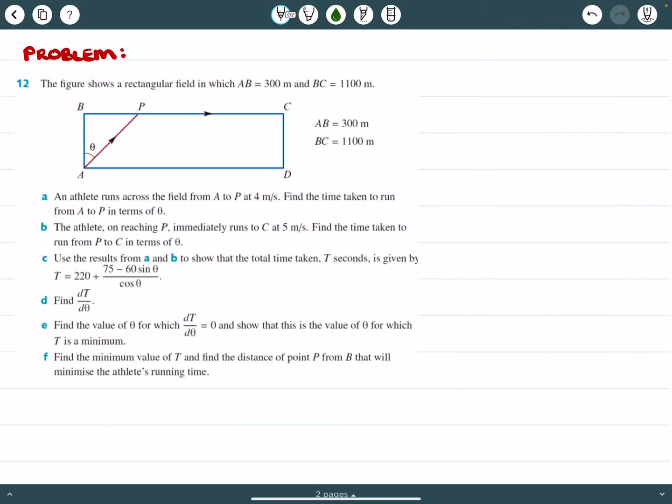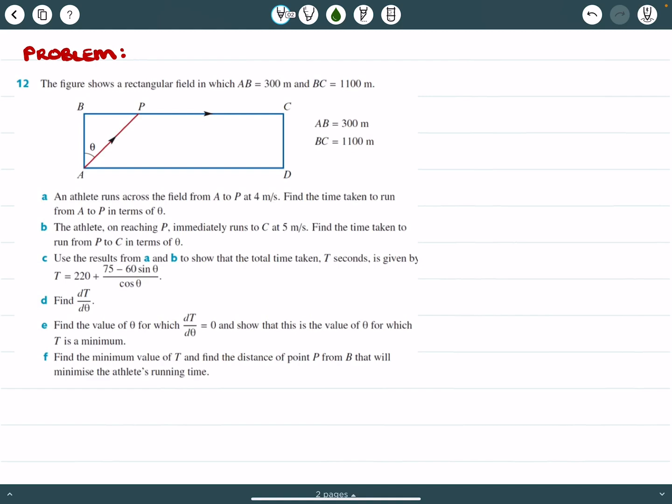Good morning. So here we have a problem that's been sent to me by a student. It's a type of problem that we would call an optimization problem, and it reads like so. The figure shows a rectangular field in which AB is 300 and BC is 1100 meters.